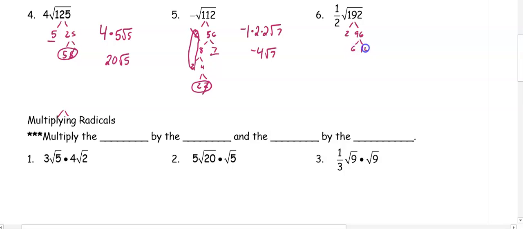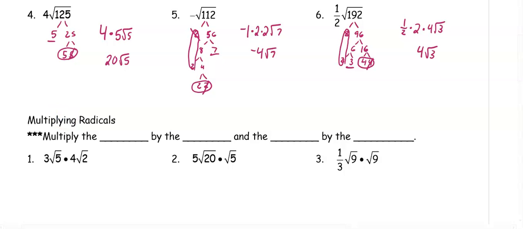96 can break into 6 and 16. 6 can break to 2 and 3, and 16 can break to 4 and 4. So usually we need prime numbers, and we know that 4 is not a prime number. But if there's a pair of 4s, we don't have to make more work for ourselves. We can just use that number, and we have a pair of 2. So there's already a half out front multiplied by 2 and 4, root 3 left over. So we have 1/2 times 2 times 4, which gets us 4, root 3.